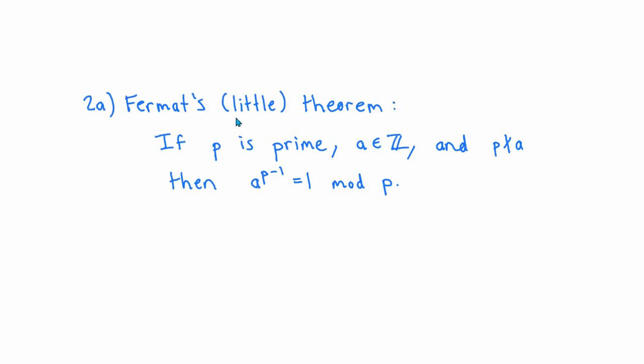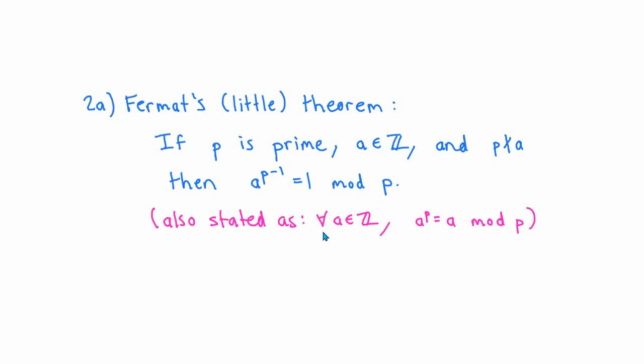Well, what Fermat's little theorem says is that if p is a prime number, and if a is any integer which is not divisible by p, then a to the p minus 1 is always equal to 1 modulo p. The condition that p doesn't divide a here is important, because if p divides a, then obviously the left-hand side is 0 mod p.